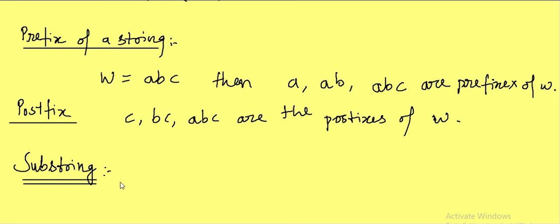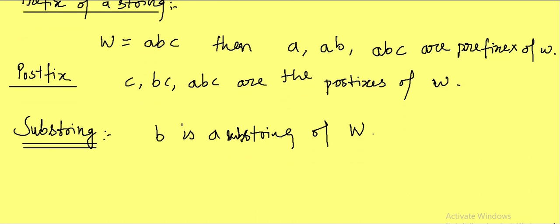So a substring is like a subset of a set. Like B is a substring of W. Again, I'm not taking a new example, but B is a substring, right? Because we can generate another string from this. So AB is another substring, ABC is another substring, right? So a substring is nothing but a part of that string, right? Okay.